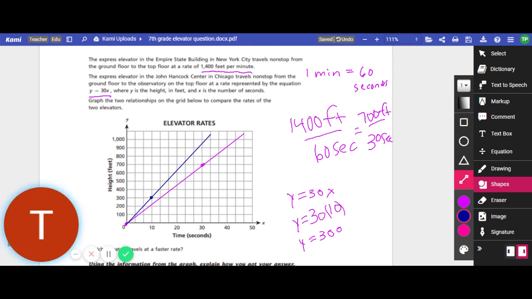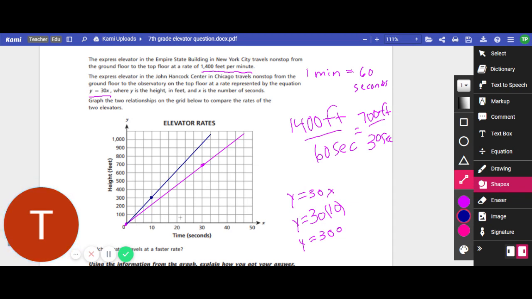So now we can look at that and decide which one travels at a faster rate. Remember that the steeper the line, the faster that elevator is moving, okay? The more distance it covers in that amount of time. Or we could just look at a specific spot. Let's say after 10 seconds, I can see that the purple line for the Empire State Building is just a little above 200 feet, but the blue line for the John Hancock Center elevator is higher than that. It's at 300 feet. So it's obviously traveled further in that 10 seconds.